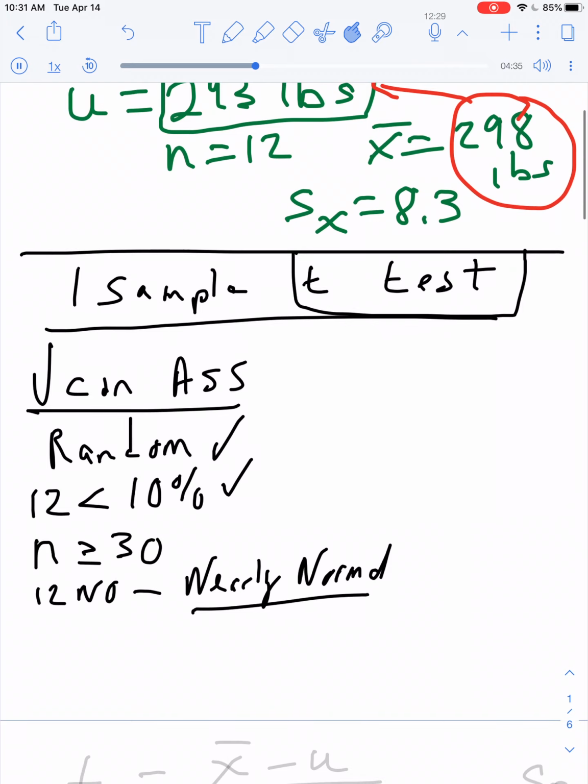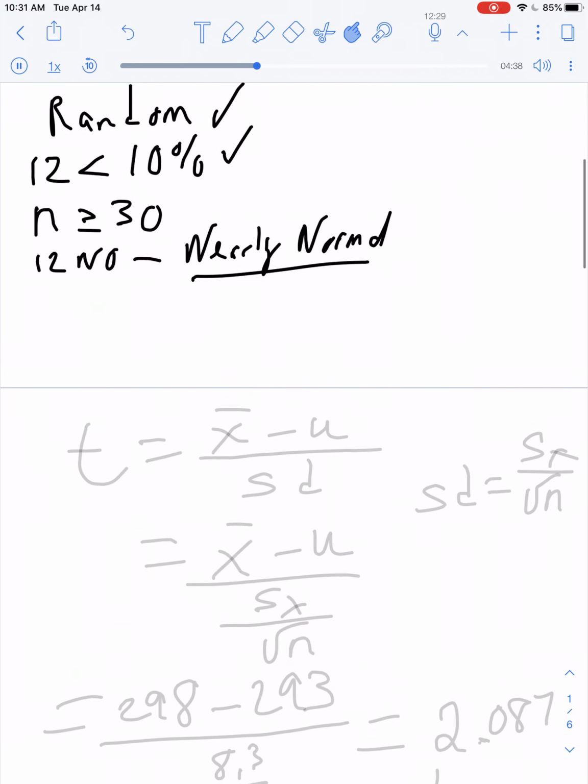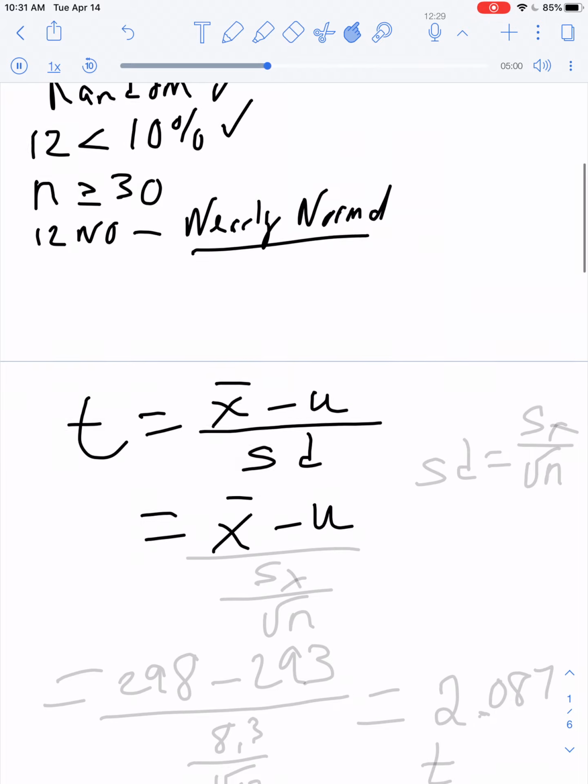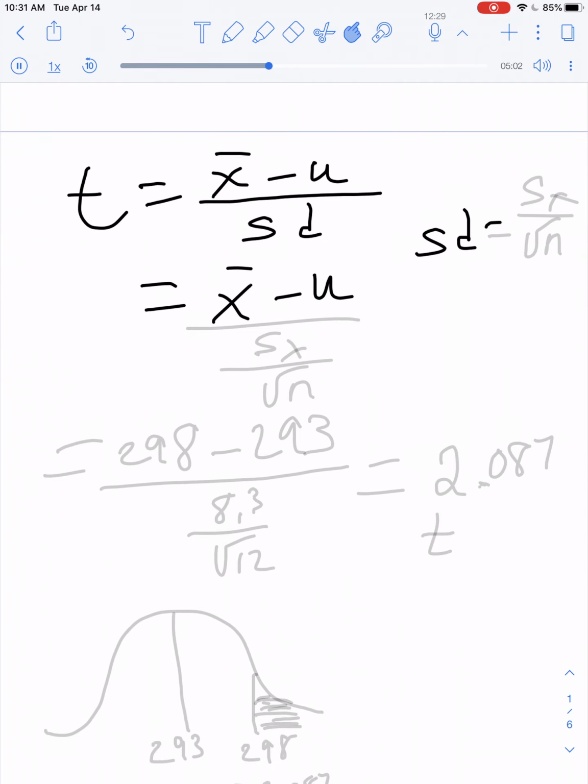Okay. Now, for the next page, we have to get the formula. So the formula for this, first of all, is to get your significance score t, you're going to take x bar, the average of the sample, minus mu, the average for the league, divided by the standard deviation. The standard deviation, if you remember from earlier in the year, is the standard deviation of the sample, s of x, divided by the square root of n. So we're going to put s of x all over root n.